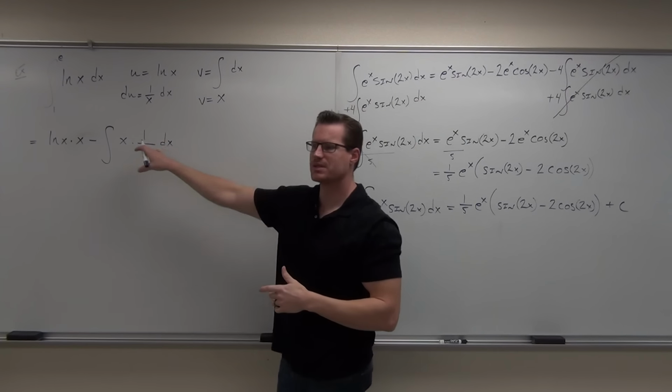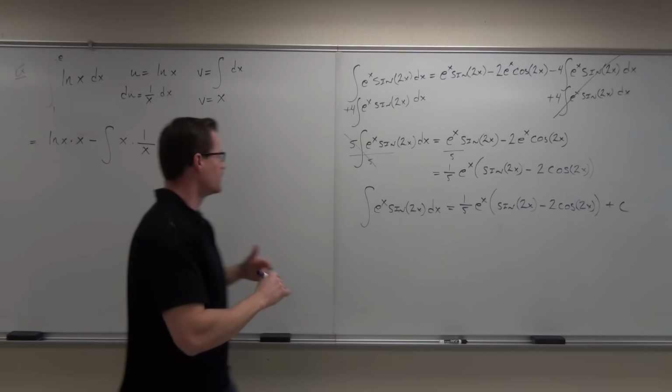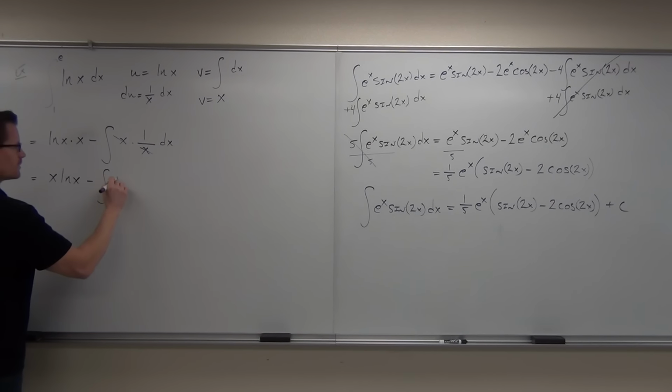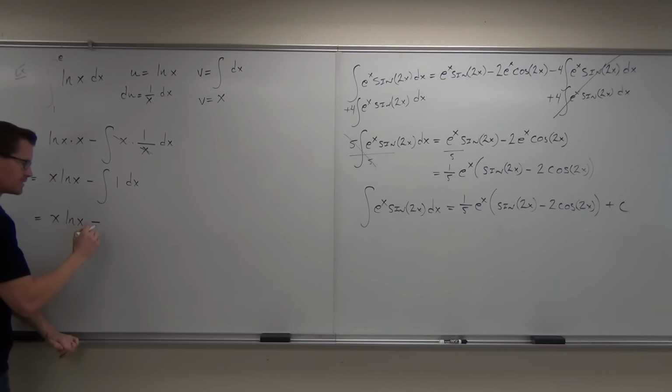Look at what happens in this integral. What's going to happen? x and 1 over x are kind of the same. So I'm going to reverse these because it looks a little funny. I'm going to have x ln x minus the integral of 1 dx, or just dx again. Can you do that integral? Yeah. It's actually really easy. That's x ln x minus x.